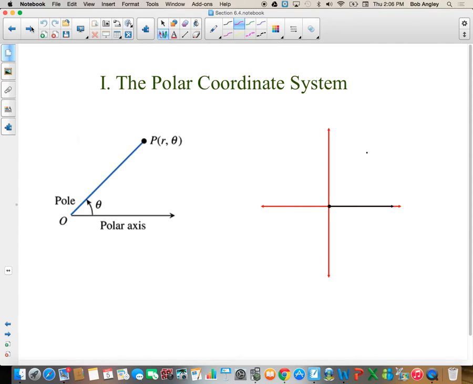Okay. Now, going back to what I was talking about. When we use the polar coordinate system, we're going to have two numbers that represent a point, but one of the numbers is going to represent a distance.